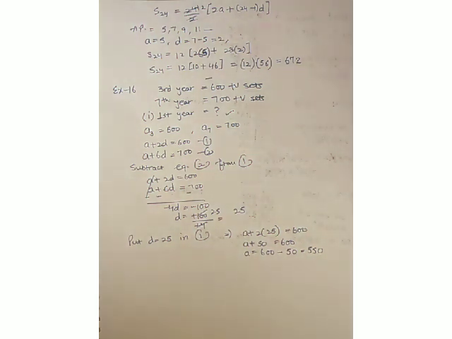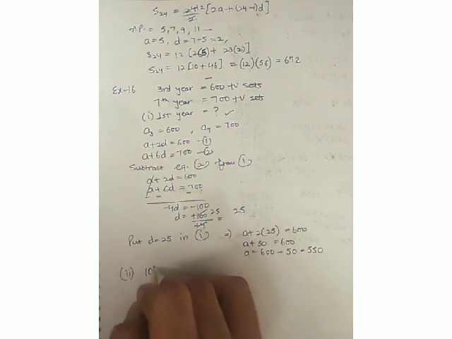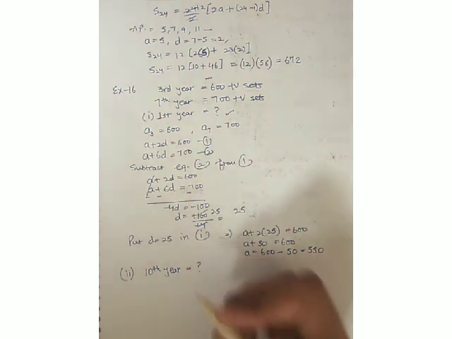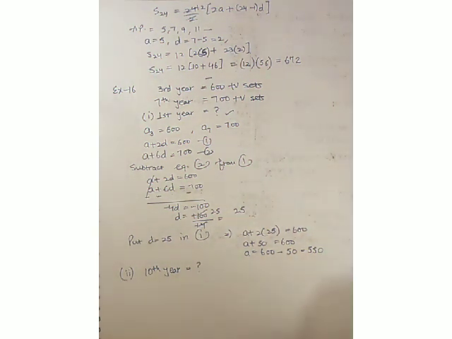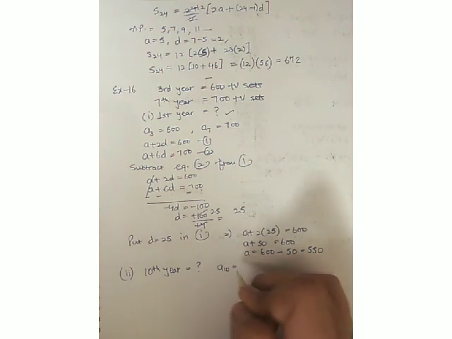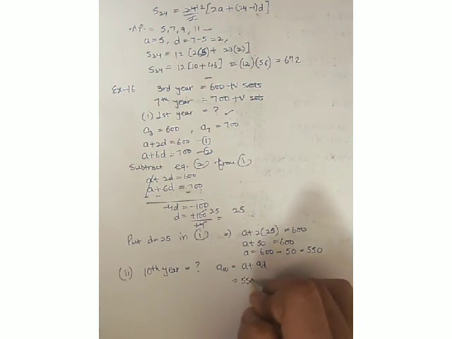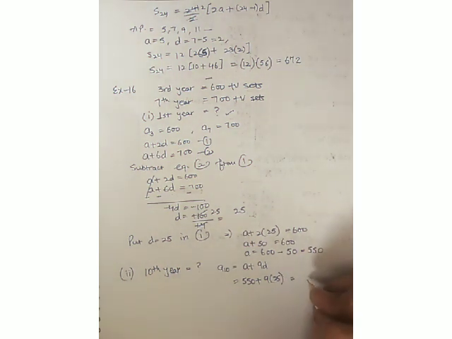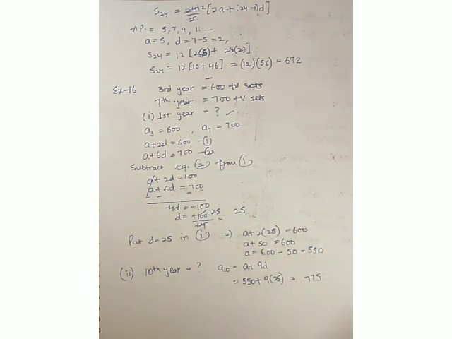Now let's have a look at what is the second part. In the second part it is asked what about the production in the 10th year. The 10th year production is also missing, so we are required to find it. Now 10th year production means A10, we have to find A10. So A10 will be A plus 9D obviously. And what is A? We have found 550. What is D? We have also found, that is 25. 9 multiplied by 25, and after solving this you will get the answer as 775. So our A10 is also solved.